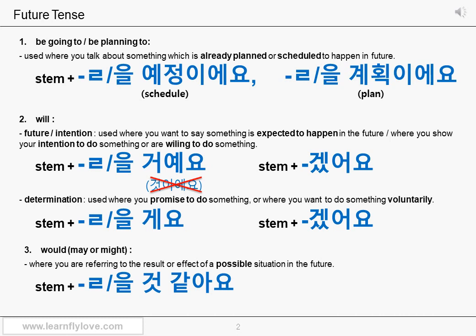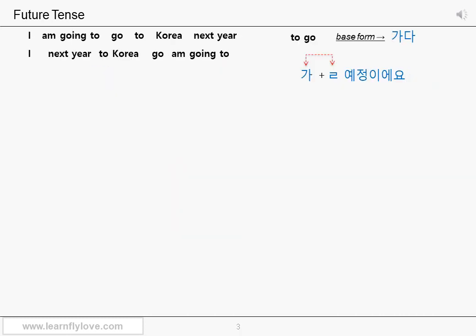This 을 것 같아요 is used very often in a conversation because Koreans tend to try to sound modest by not showing the certainty even if they are pretty certain. Or you can also avoid being blamed by using this ending because you already expressed that you were not sure. So this is a super useful ending. Now let's see some examples.